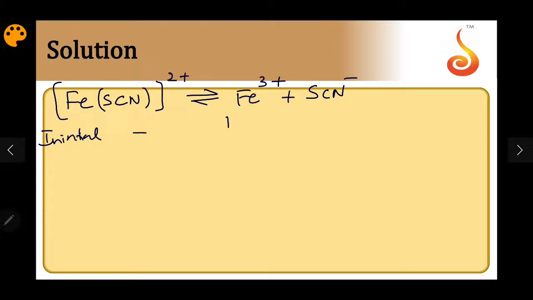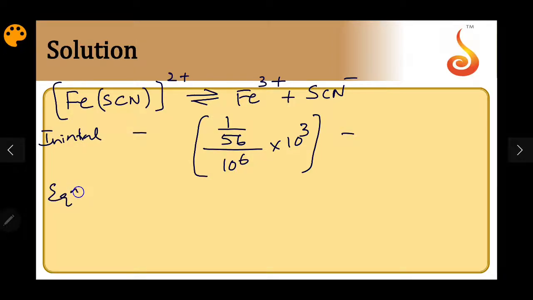So 1 gram by 56 is the number of moles of iron, and this is in 10 power 6 ml of water, so divided by 10 power 6 into 10 power 3. This is the molarity of iron in the beginning. SCN is also not there. So at equilibrium, when I add SCN, some part of iron gets into complexation.